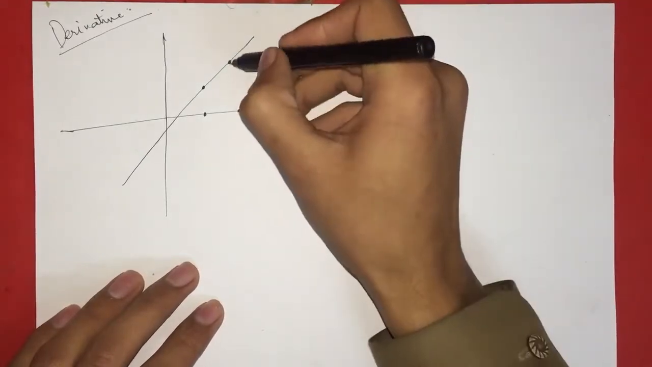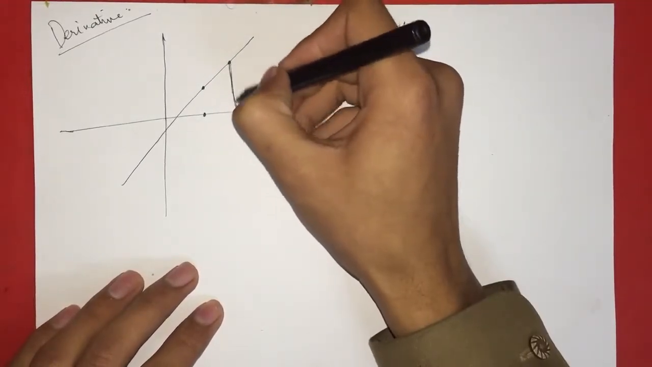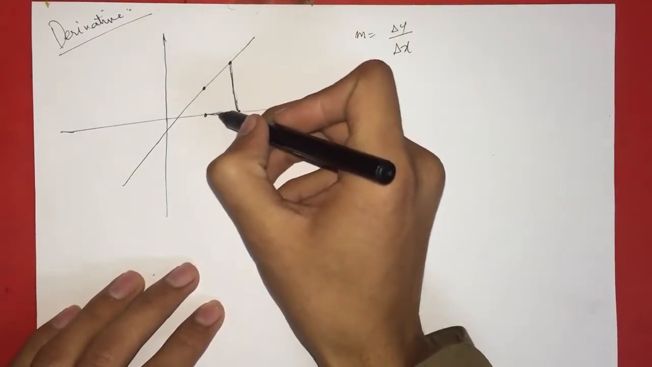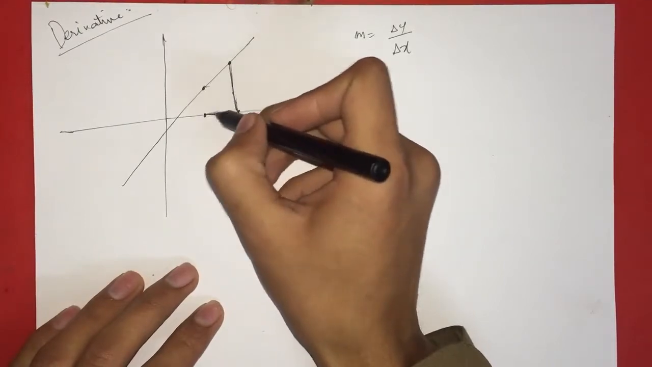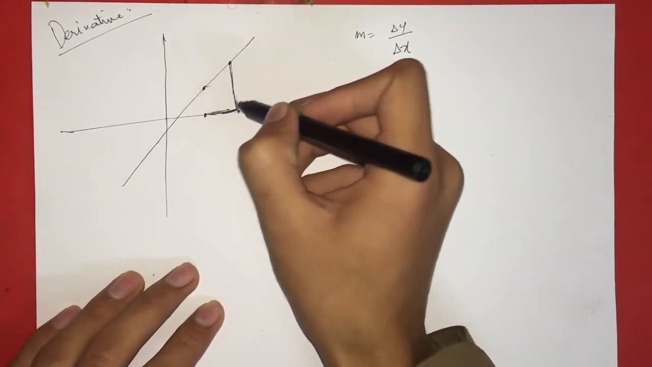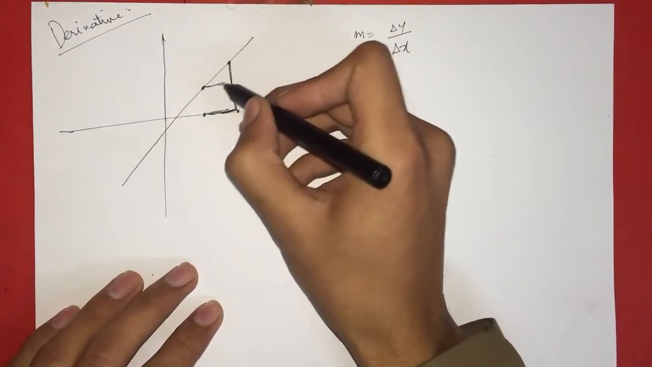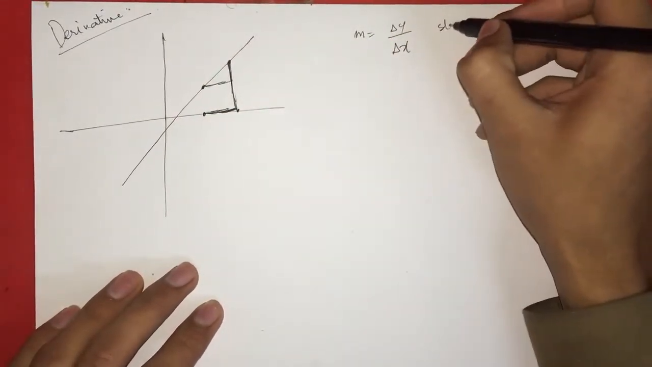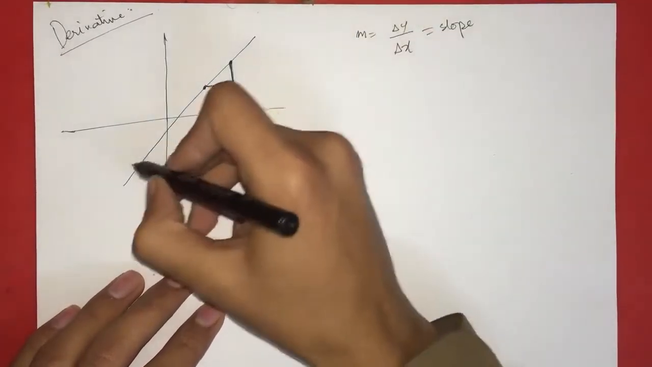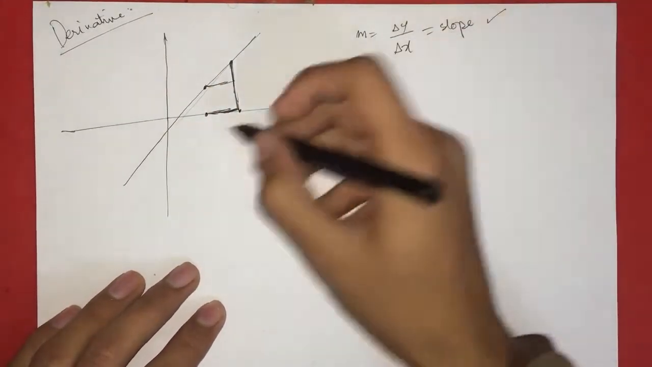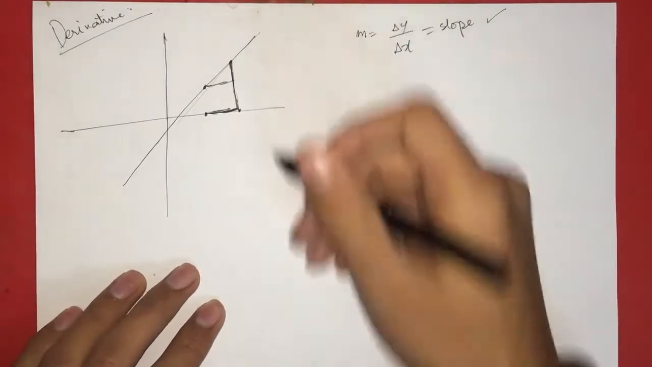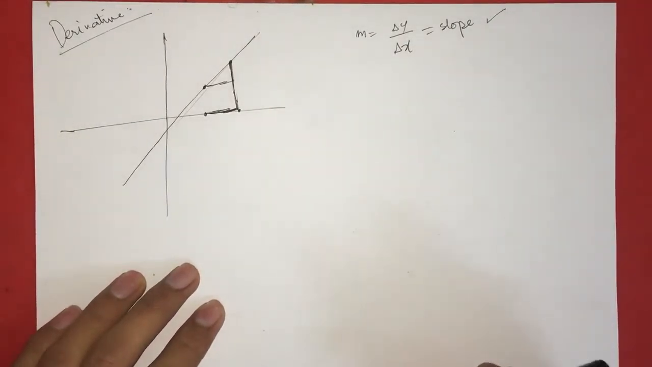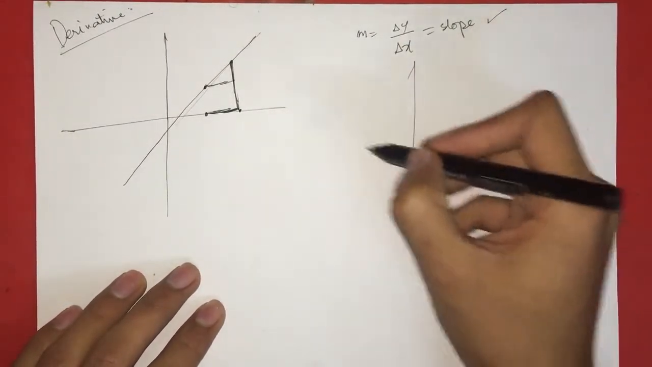So change in y, divided by change in x, or you can do it this way. So this is going to be the slope of this straight line. It's really easy to find the slope of this straight line because the slope never changes. But what if your graph was like this?